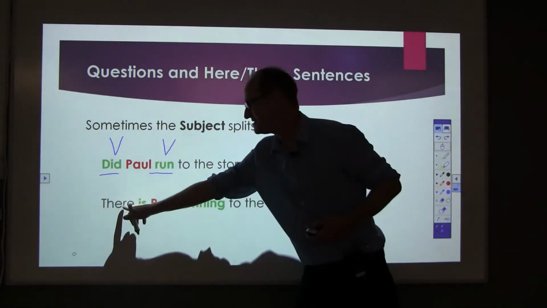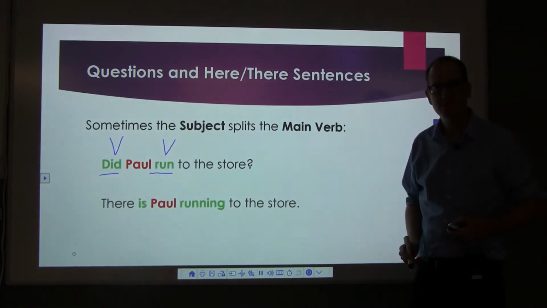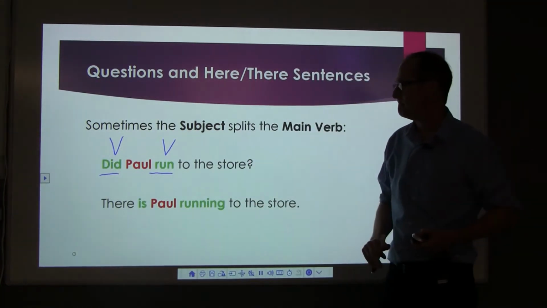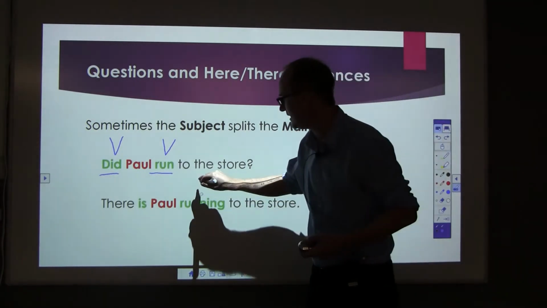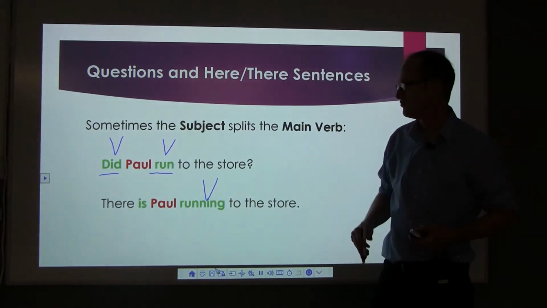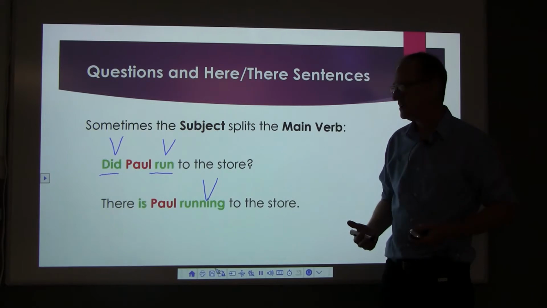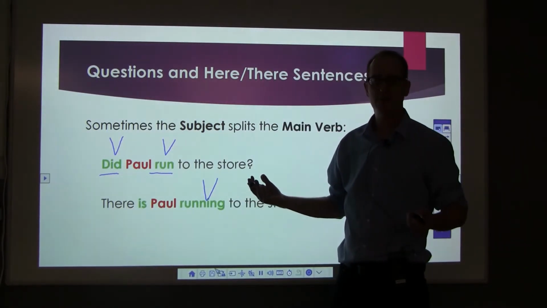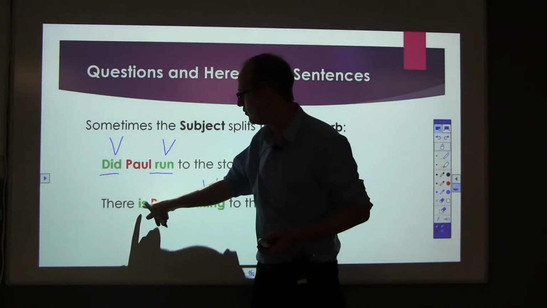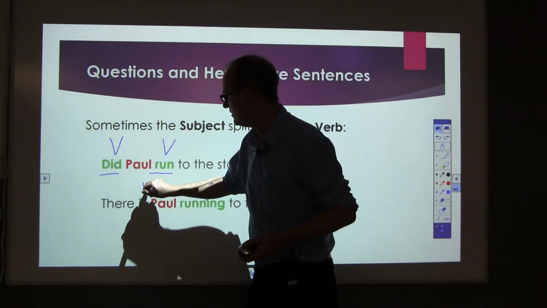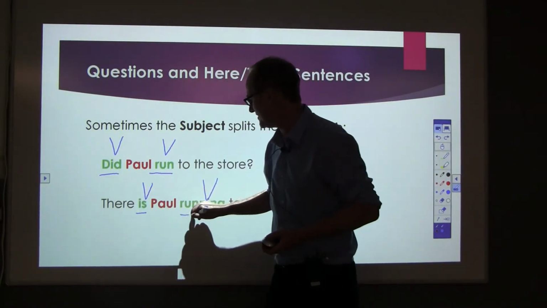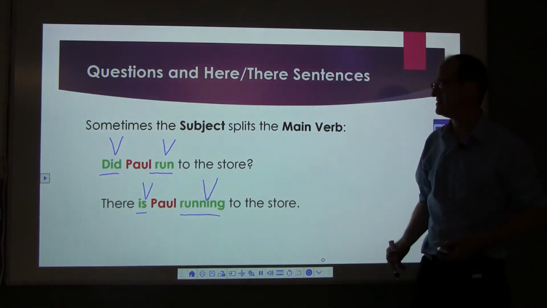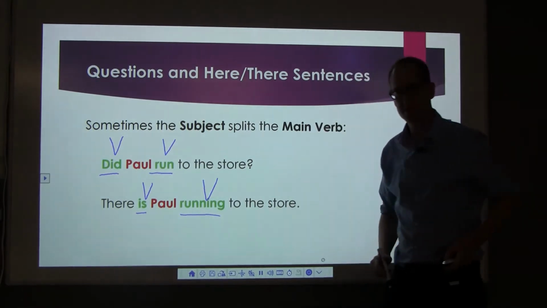And for sentences that begin with here and there, the same thing happens. The subject splits the main verb. So we have some running going on here. So running is an action verb. Now look in front of it. Well, Paul's in front of it. Paul can't be a verb. It's a noun. But the word is there. So we do have a helper, but it's been split by the subject. So be very careful with questions and here and there sentences. Your entire verb might be split.